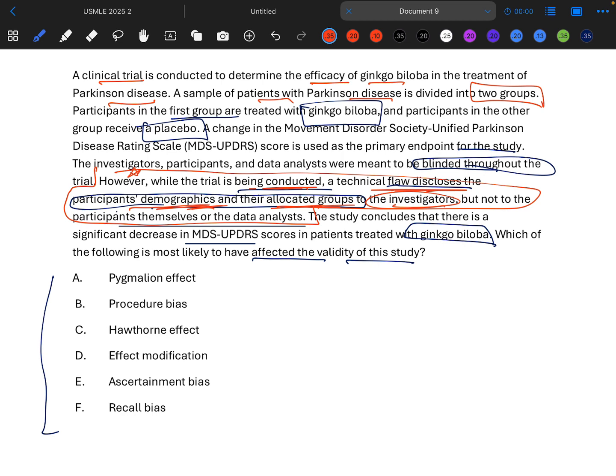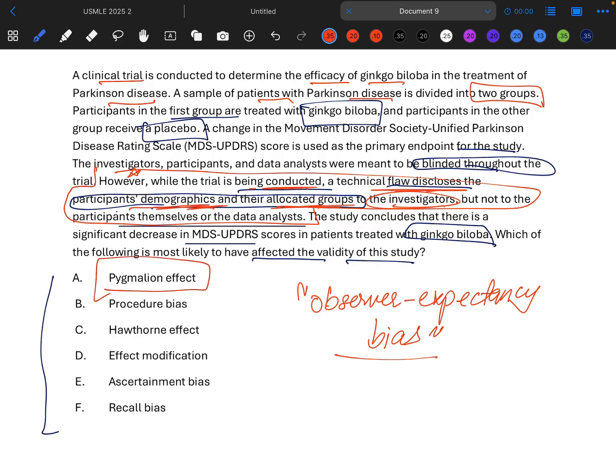Meaning the investigator is doing research, so they will be a little bit biased toward their own drugs, like the patient taking drugs will give good effects. So it is called the observer expectancy bias. The other name of this bias is the Macmillan effect. So the right answer is the Macmillan effect.